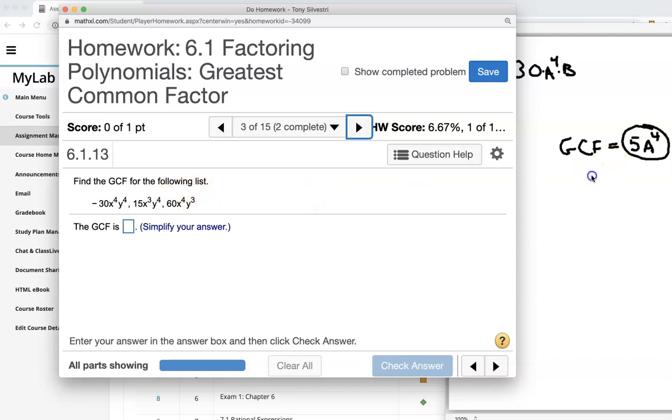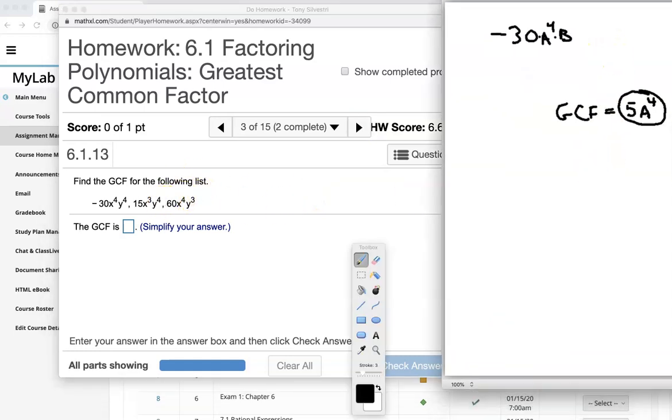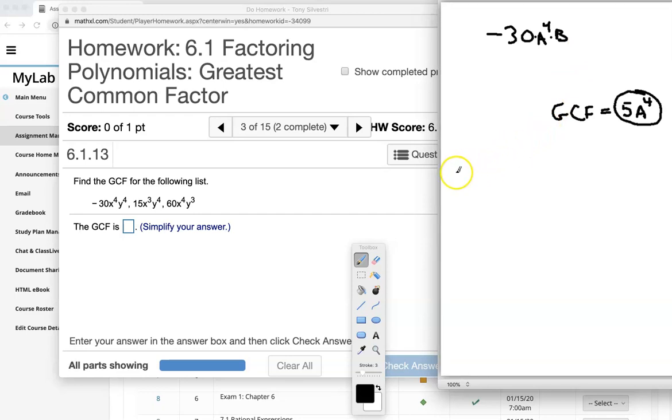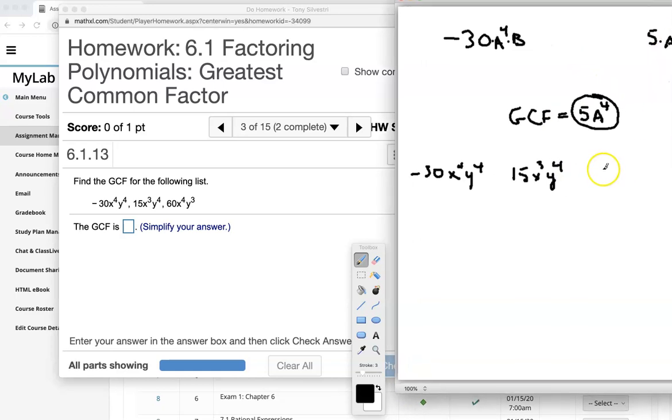How about this one? Take a look at this one. I think I could sneak that up here. Okay, I see a negative 30, x to the 4th, y to the 4th, and then I got a 15, x cubed, y to the 4th, and this I may have to move over a little bit over here, and this is 60, x to the 4th, y cubed.